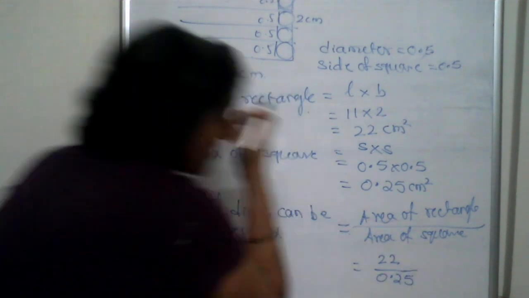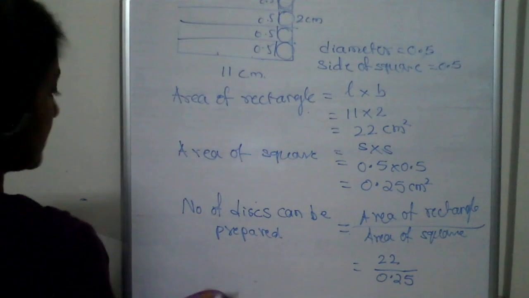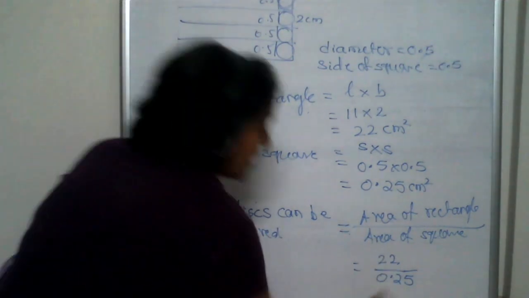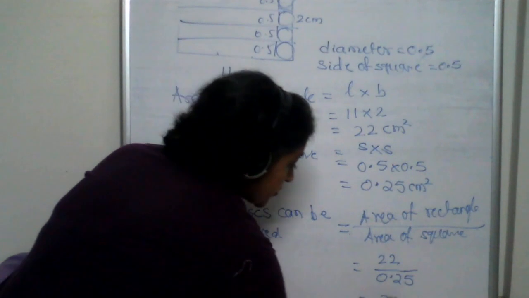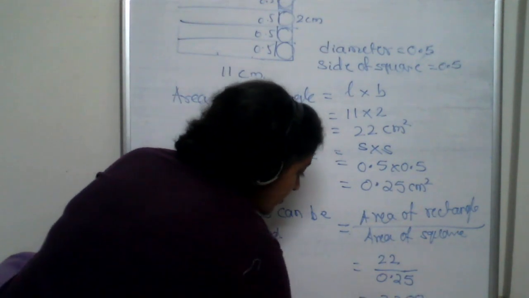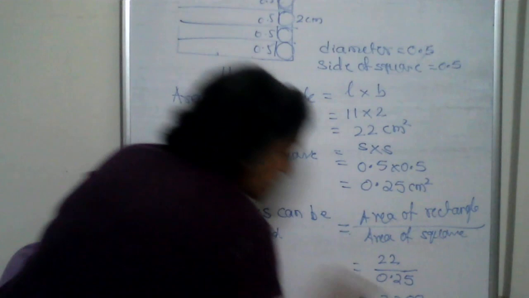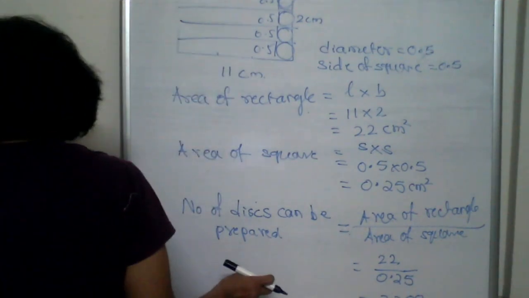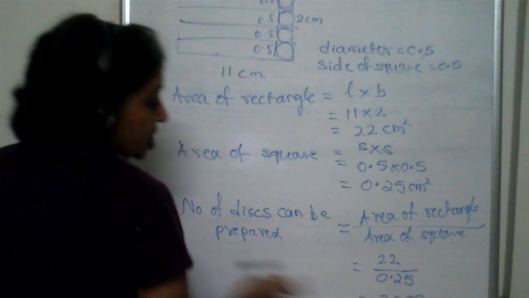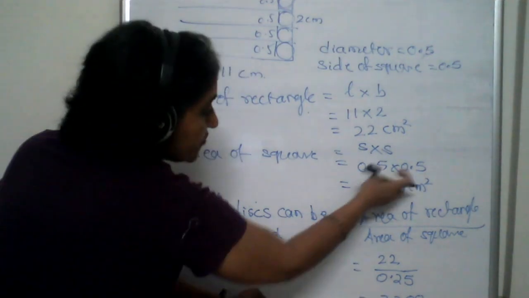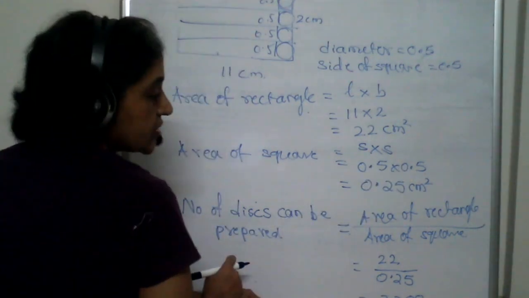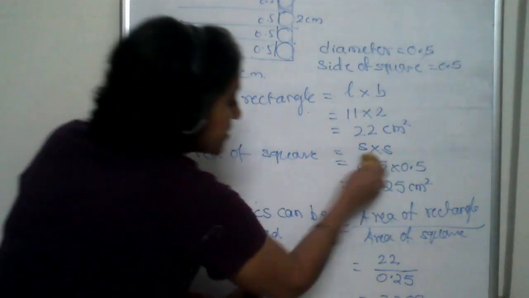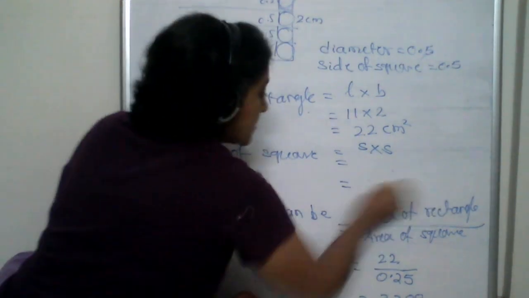Now some of them may feel it easy to divide with these numbers and some of them may not. I am going to convert it into 2200 upon 25. Now you can divide, or else the way it is given, that 11 into 2 upon, you can write this 0.5 is nothing but 1 by 2. You can write it like that also. Okay, let me change and show you that also. It will be the same, nothing more than that.